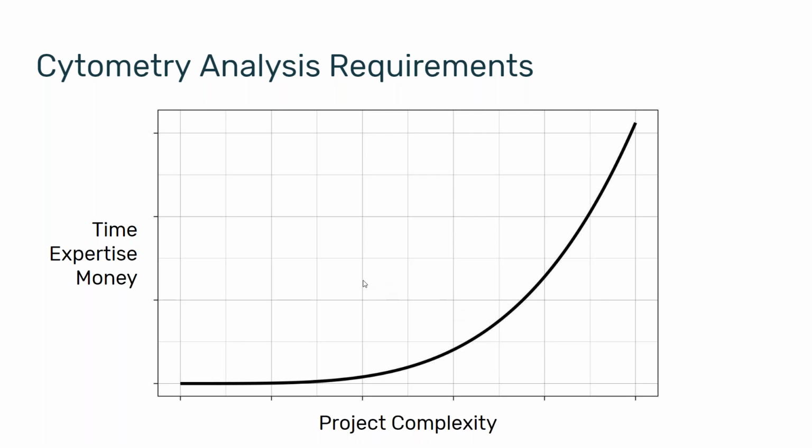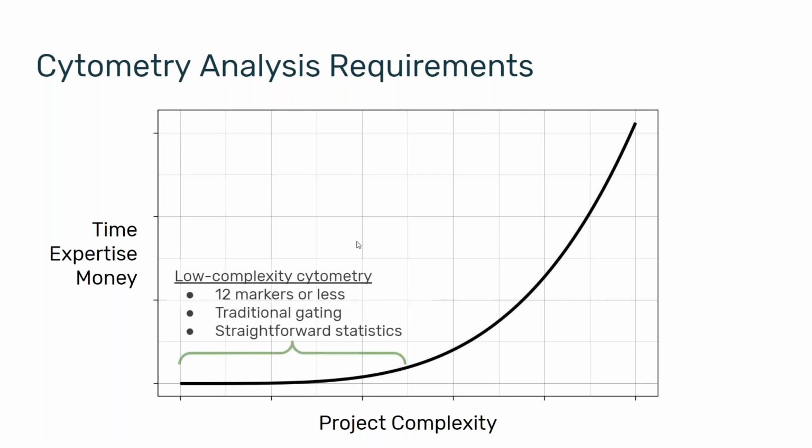And I imagine that most of the crowd here is intimately familiar with this area of the curve, where you have 10 or 12 markers, you're using something like the LSR2 or the Fortessa, and you can use traditional gating and straightforward statistics to analyze the different FCS files that you acquire.